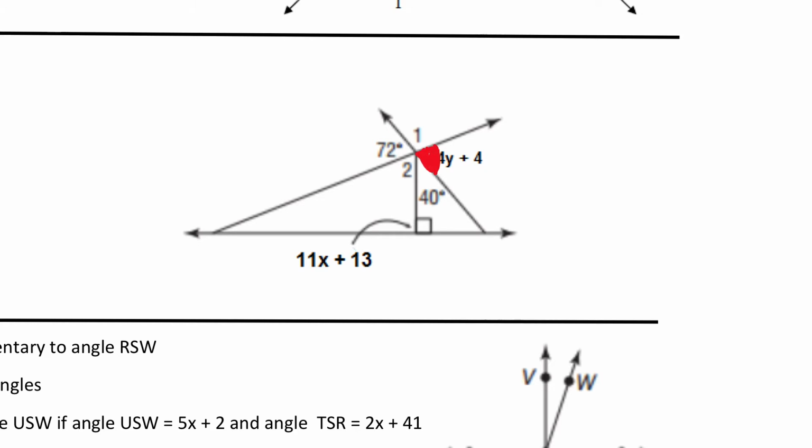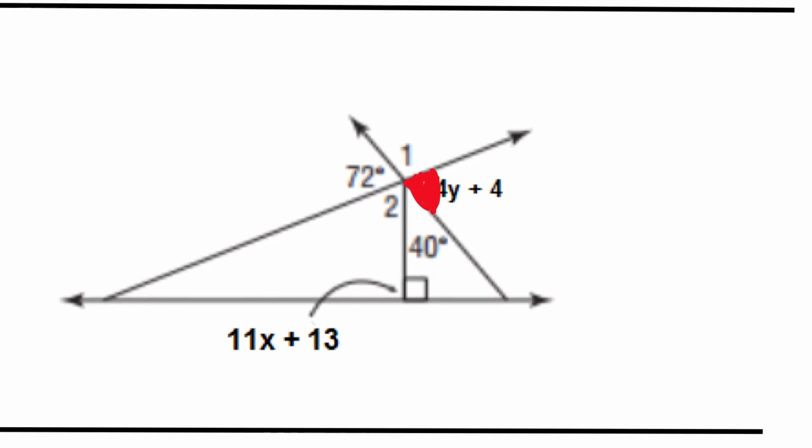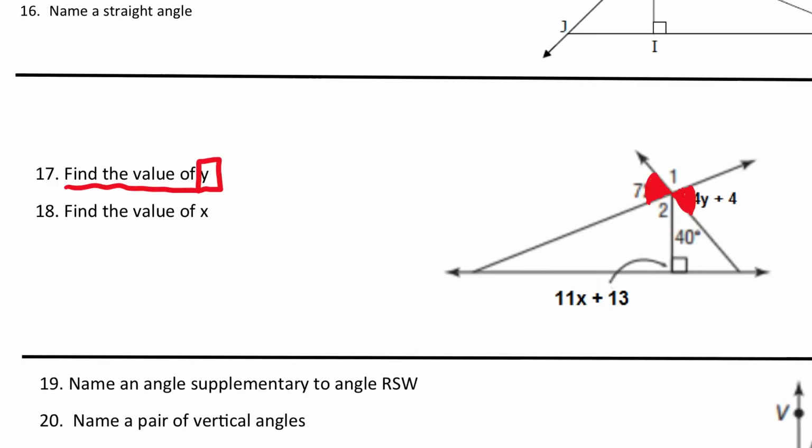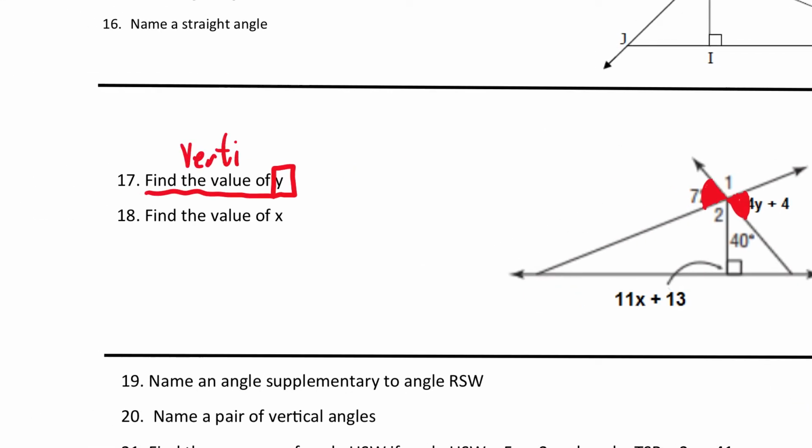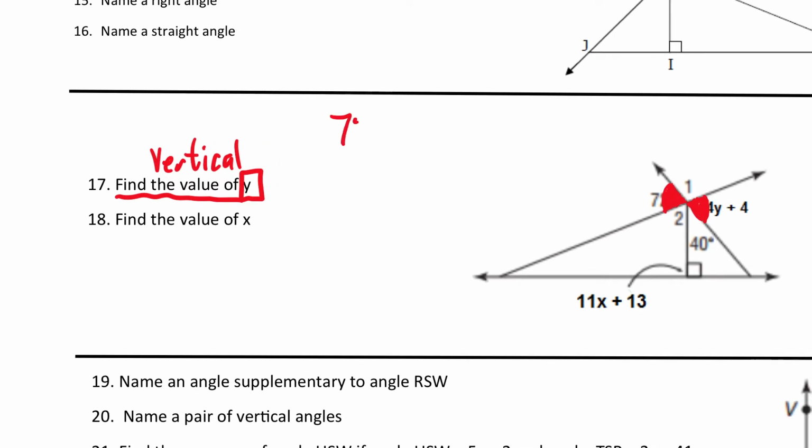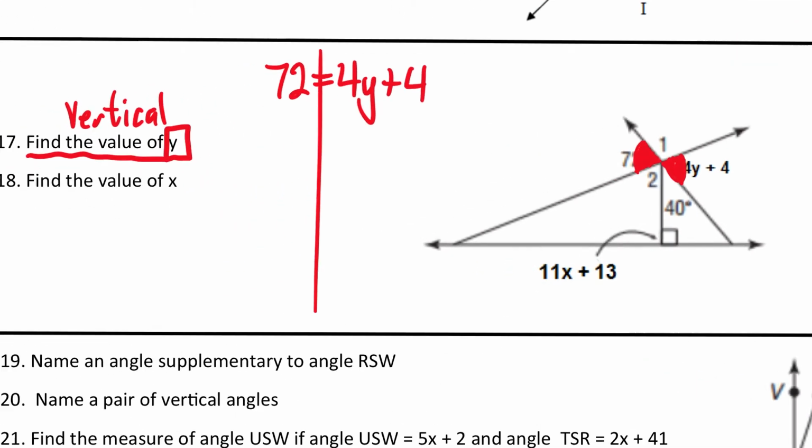Now, what other angle up there is going to help me to find the value of y? 72. Okay, good. The 72-degree angle. Why is that angle going to help me to find the value of y? Congruent. Because what are these 2 angles? Vertical. They're vertical angles, okay? Those 2 angles are vertical angles. And what do I know about vertical angles? They're always congruent. So to find the value of y, we're just going to set 72 equal to 4y plus 4. Solve for y. I'm going to let you do that.